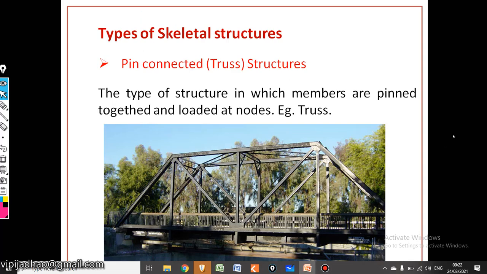Now different types of structures are there. The first type of structure is a pin connected structure or the truss. In this type of structure, the members are connected together by the use of hinges at the nodes, whereas the loads are applied at the nodes only. So loads will be applied at the nodes like this only. There will be no member forces in case of pin connected structures or trusses.